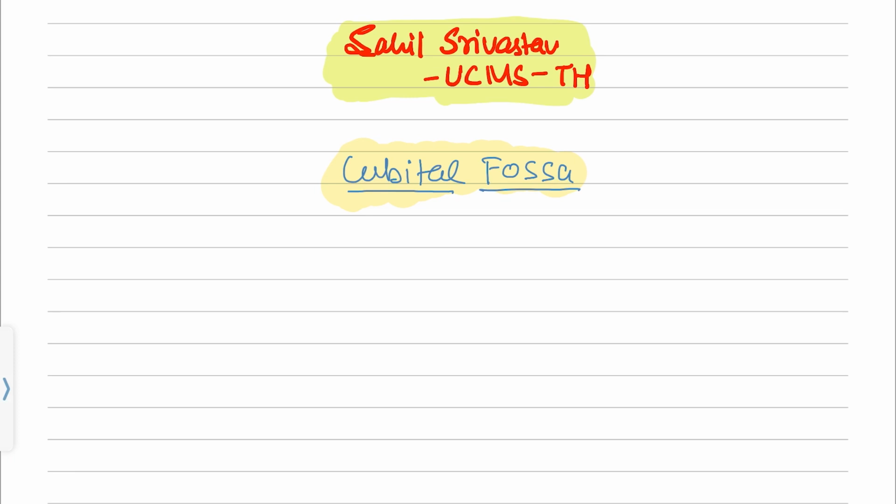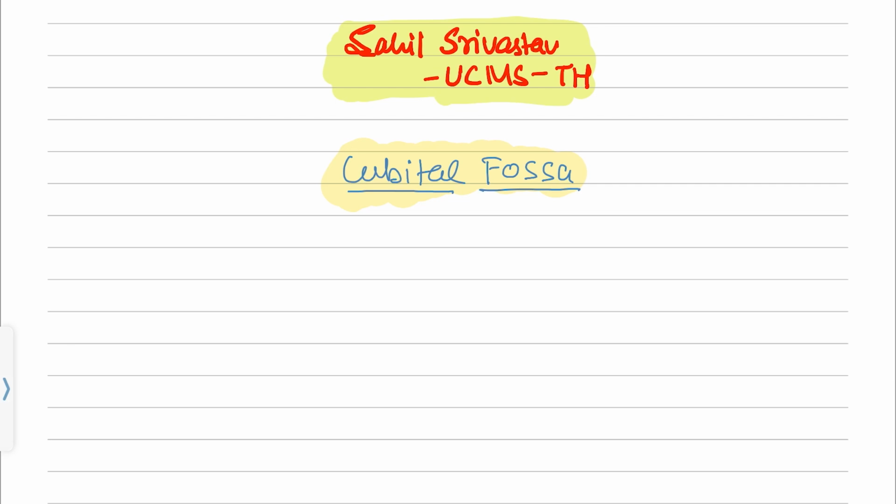And so today the topic is cubital fossa, one of the very important subtopics in the upper limb part of your anatomy. So today we are going to discuss the cubital fossa. It is a triangular depression present at the junction of your arm and forearm.